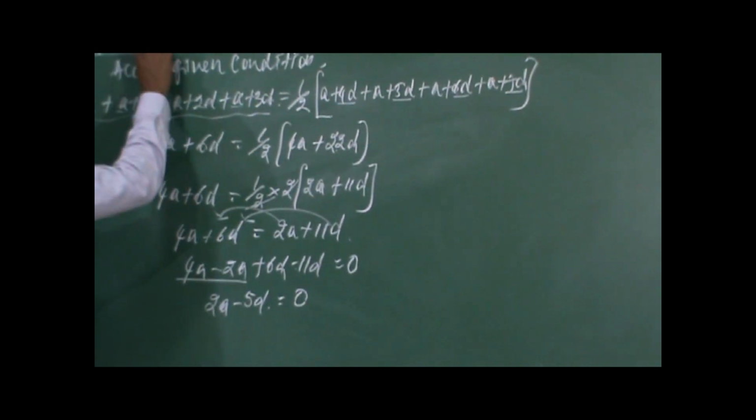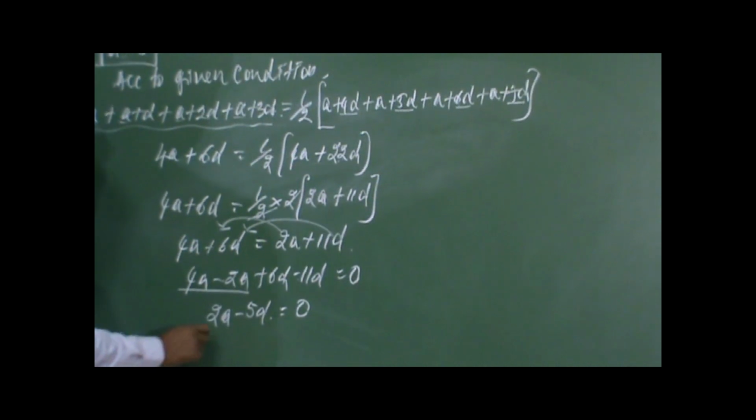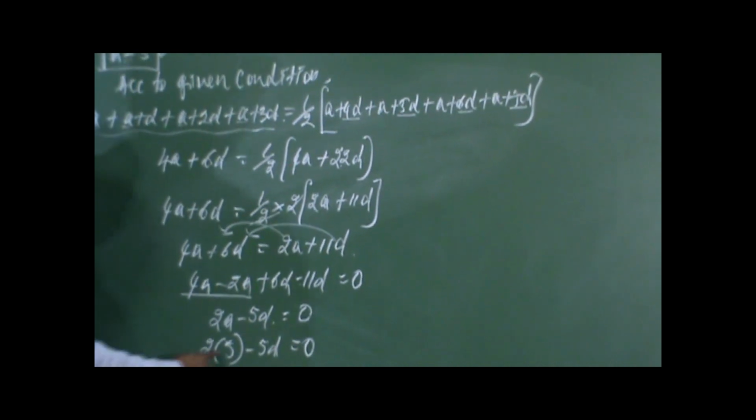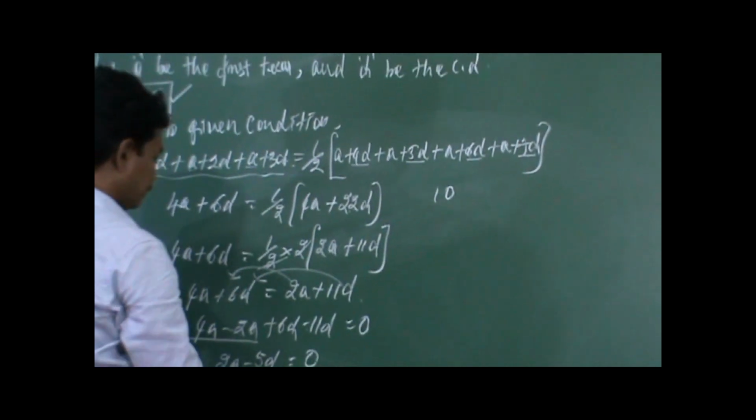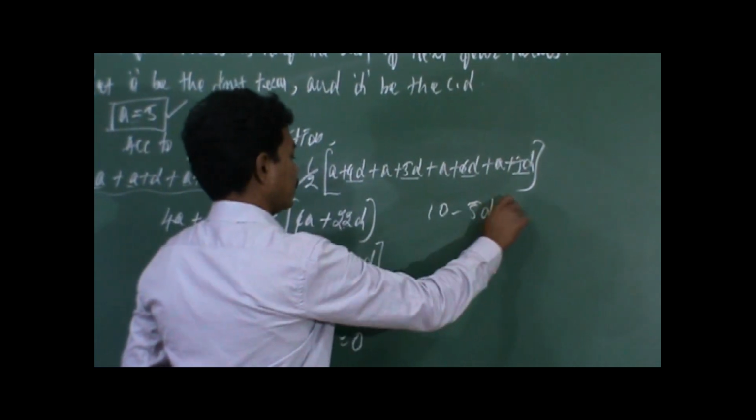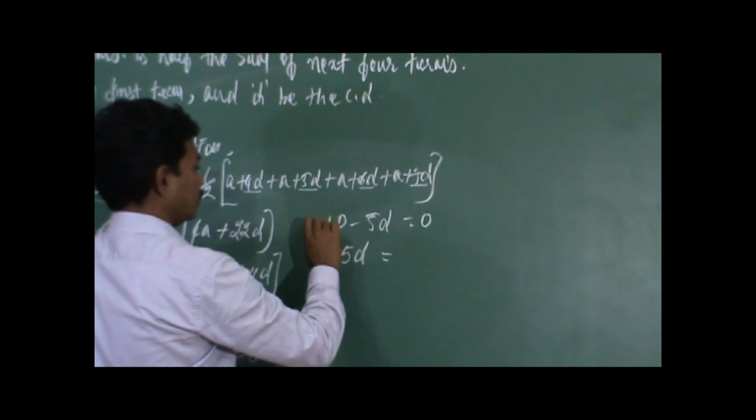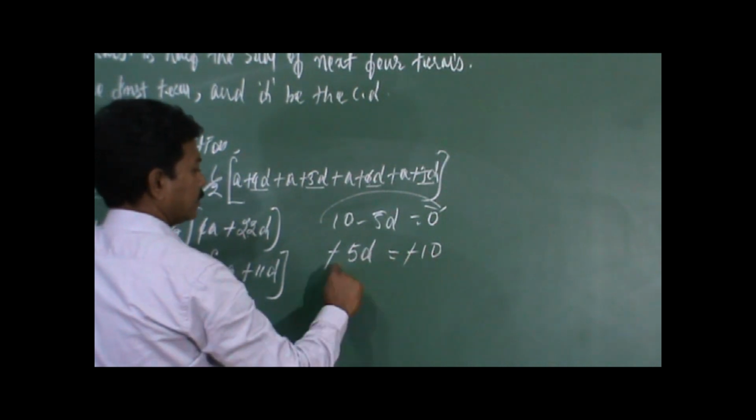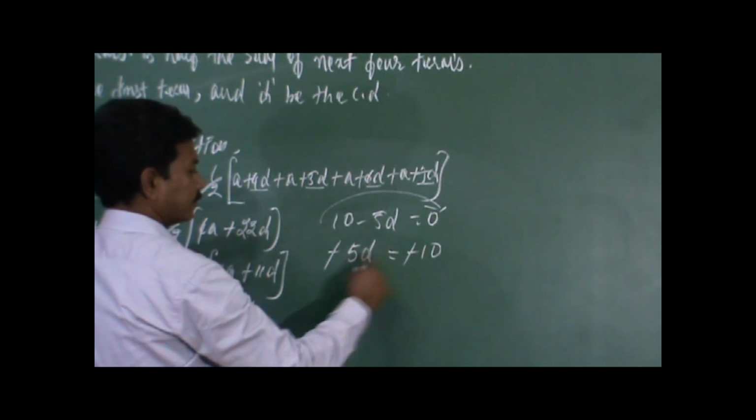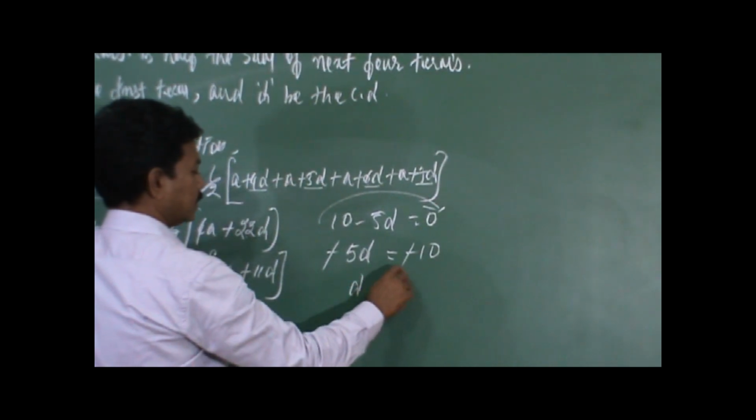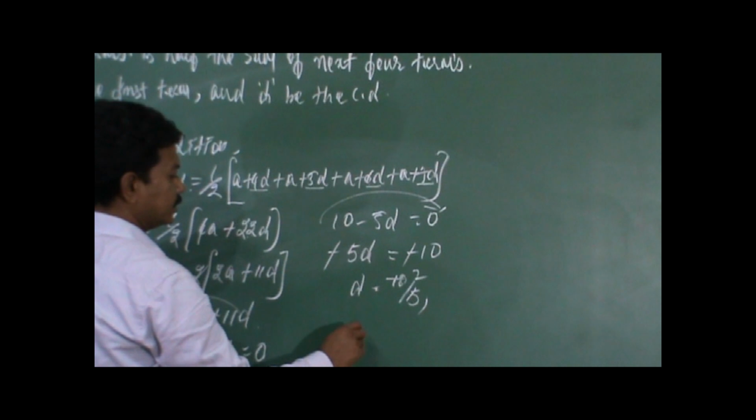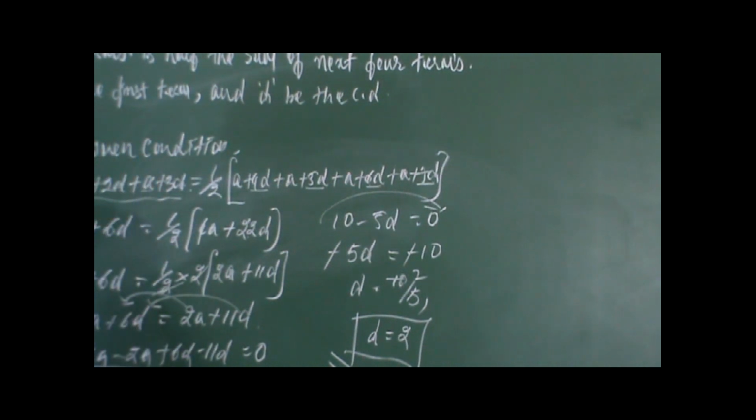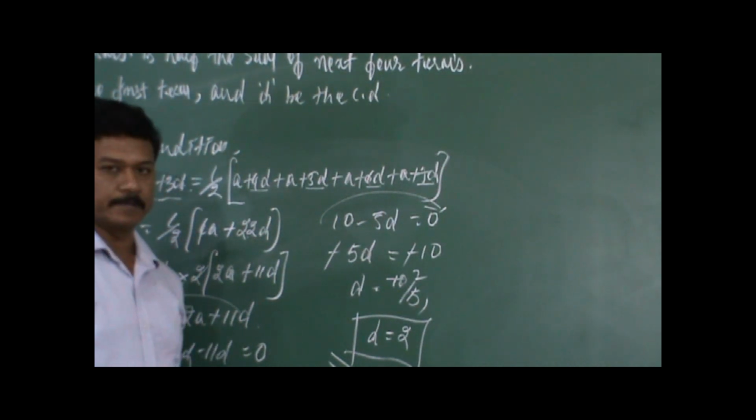At this moment, you can substitute the value of A. So 2 into A, which is 5, minus 5D is equal to 0. 2 into 5 is 10, minus 5D is equal to 0. Right? So minus 5D is equal to minus 10, as plus 10 gets transposed to the RHS. Minus and minus cancel, because on either side of the equal sign we have monomials. So D is equal to 10 by 5, which is 2. So the common difference is 2. So it's a very simple and a very important problem.